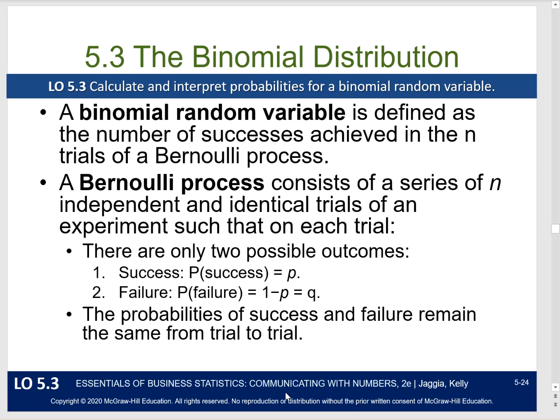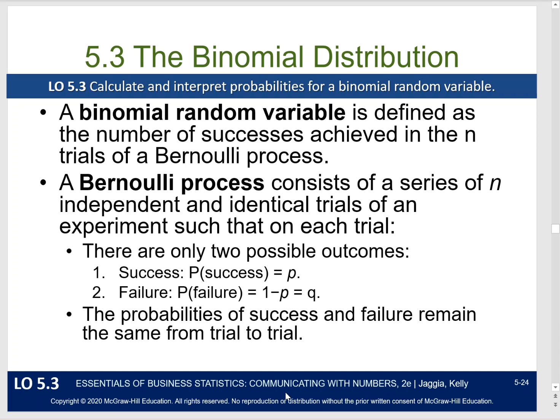So in the second video, we're going to look at Learning Objective 3, where we're looking at a binomial distribution. Now, a binomial means that there's only two options. So in a binomial distribution, we only have two possible outcomes. We've defined those as a success, or p, and failure, which is 1 minus p, or the complement of p.